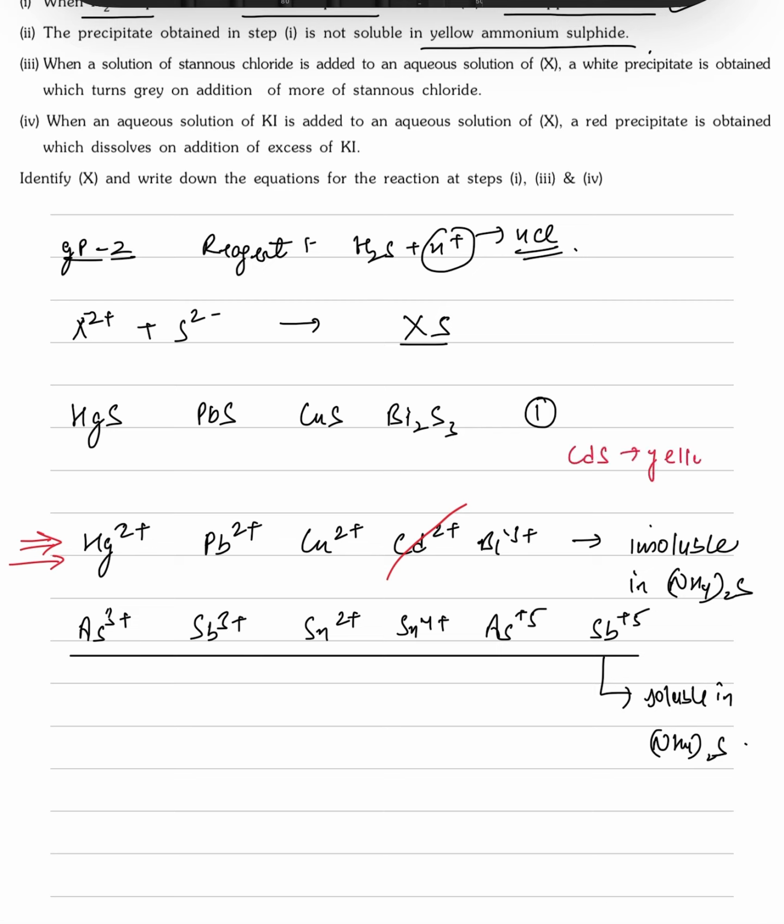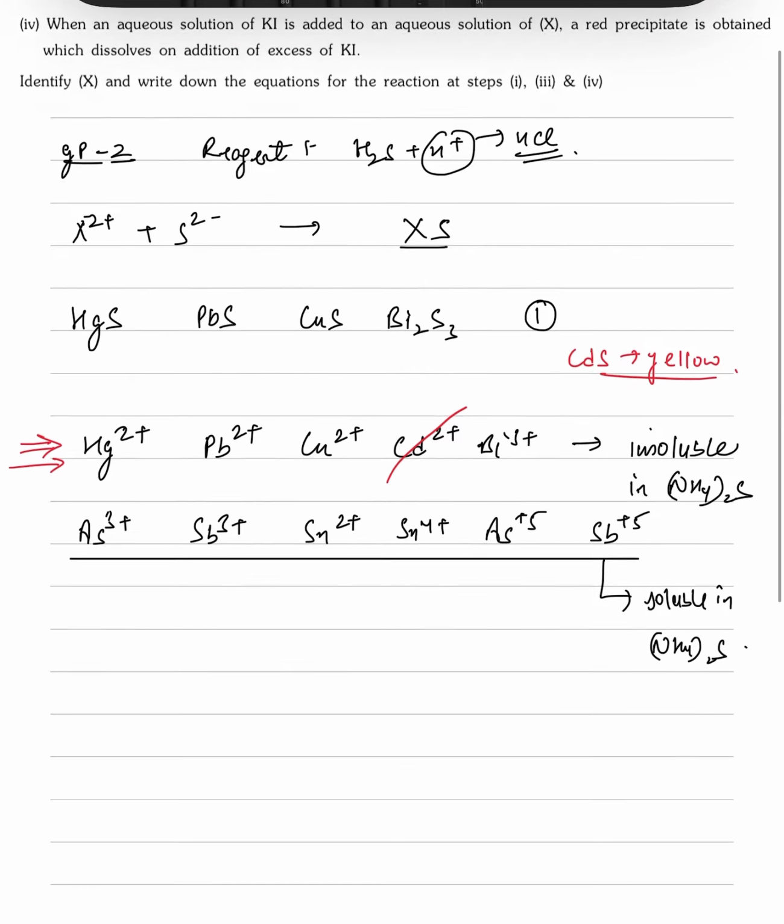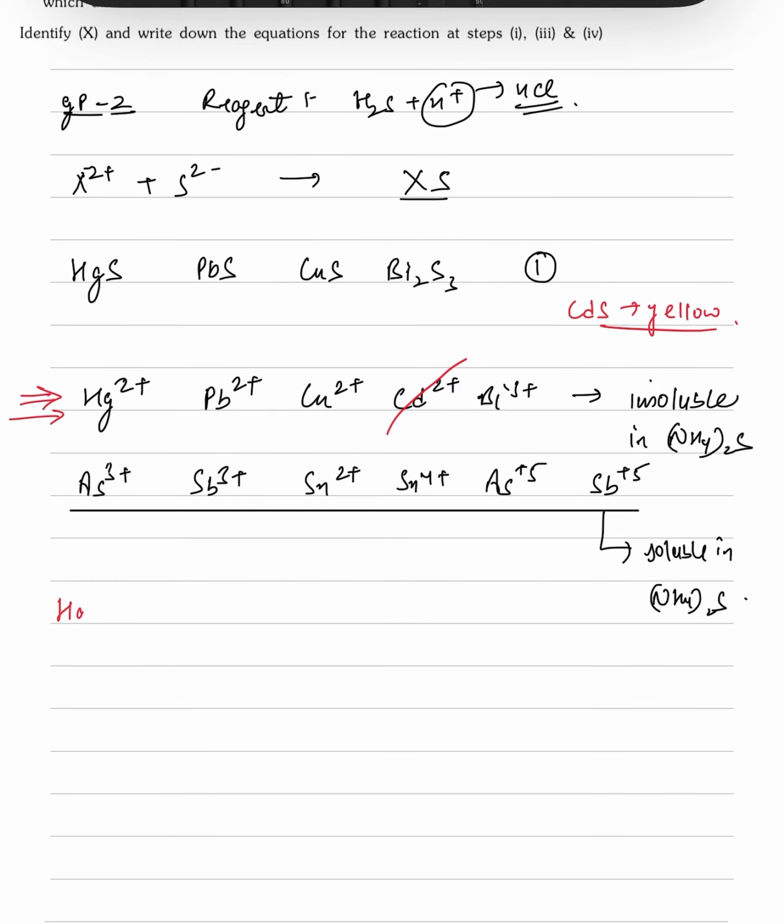The cadmium sulfide which we obtained is of yellow color. Next point, it says that when the solution of stannous chloride is added to the aqueous solution of X, a white precipitate is obtained, right? That means that this third statement is basically a specific reaction which belongs to the Hg2+ ion.